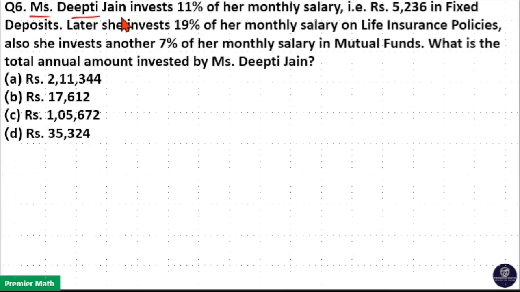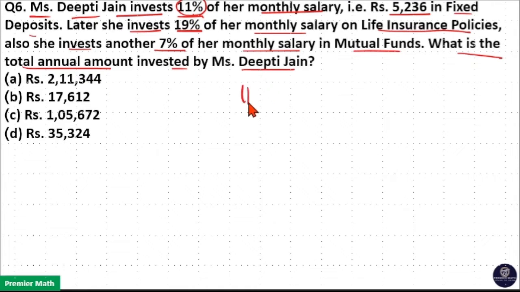Ms. Deepthi Jain invests 11% of her monthly salary, that is Rs 5,236 in fixed deposit. Later, she invests 19% of her monthly salary on LIC. Also, she invests another 7% of her monthly salary in mutual funds. What is the total annual amount invested by Ms. Deepthi Jain? Here you can see 11% of her salary is 5236.